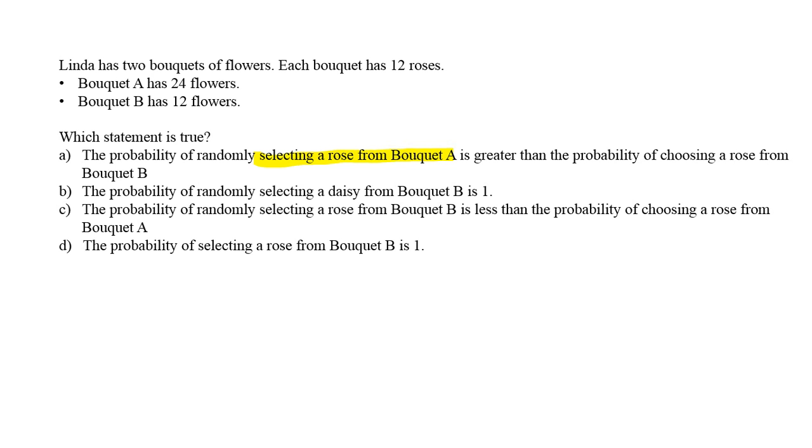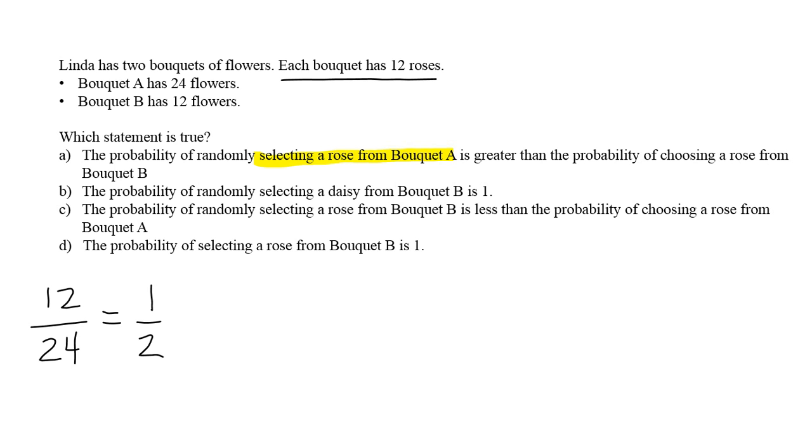Okay, well, bouquet A has a total of 24 flowers, and we were told here that each bouquet had 12 roses, so I've got 12 over 24 as my probability. I can reduce this fraction, so I'm going to. That comes to 1/2. Okay, so the probability of selecting a rose from bouquet A is 1/2.